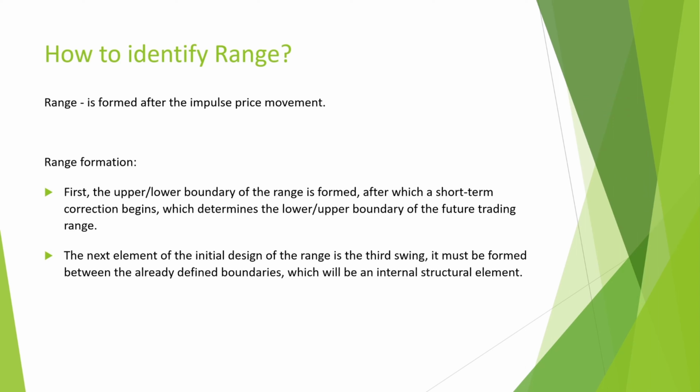How to identify range? Range is formed after the impulse price movement. Range formation: first the upper or lower boundary of the range is formed, after which a short-term correction begins, which determines the lower or upper boundary of the future trading range. The next element of the initial design of the range is the third swing. It must be formed between these already defined boundaries, which will be an internal structural element.